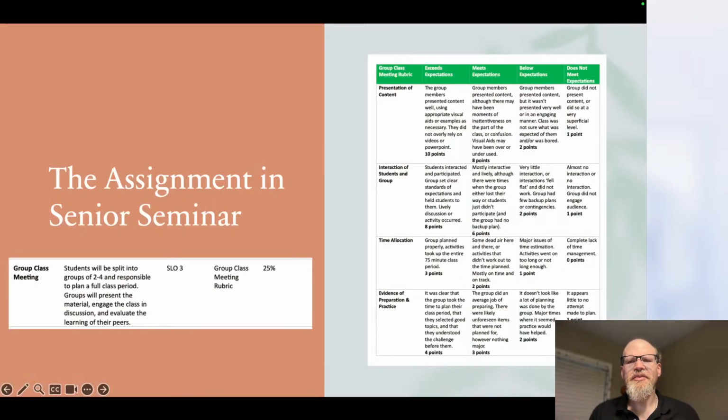So in senior seminar, we require students to present content. And it's this rubric on the right that is what I'm looking for when I'm grading their group presentation. It's 75 minutes. And I'm looking for presentation of content. So are you actually presenting something that is valid? I don't want you making up sources, getting random weird things and that sort of thing. I want you to actually present content that is useful.